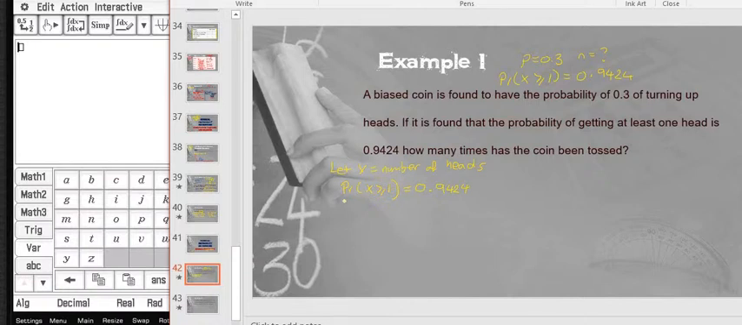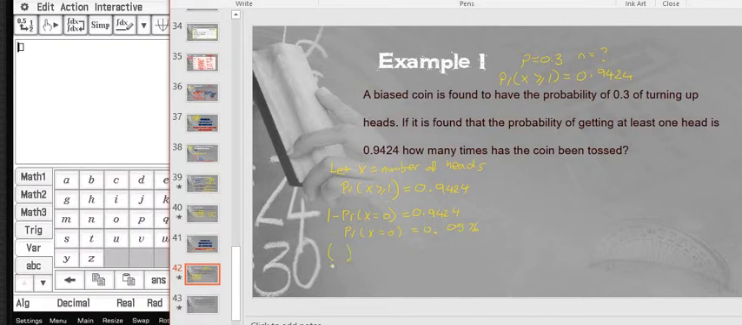Probability x greater than or equal to 1, that is the same as doing 1 minus the probability that x equals 0. Okay, because greater or equal to 1 is every value except 0. And this equals 0.9424. We can then subtract 1 from each side and take our negative over as well, to give us 0.0576.